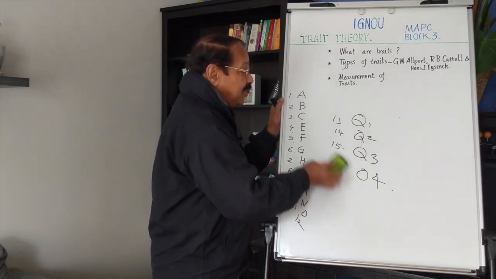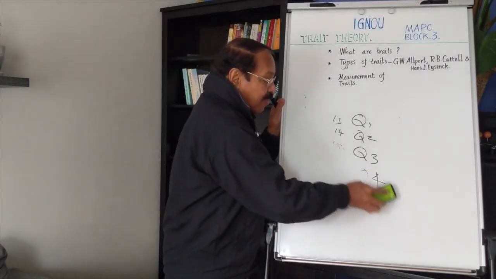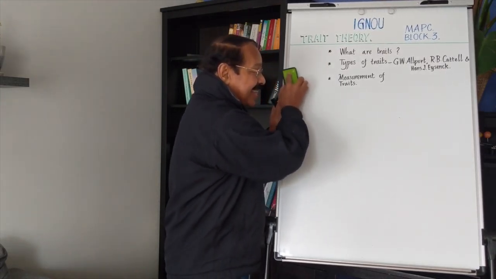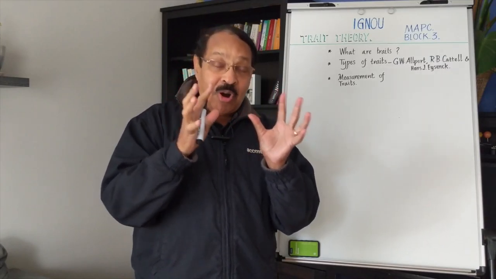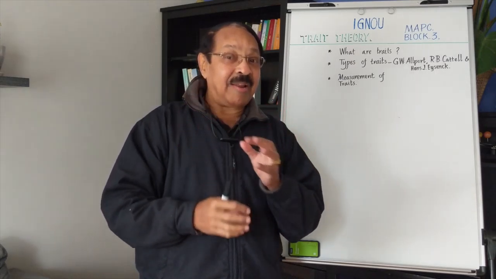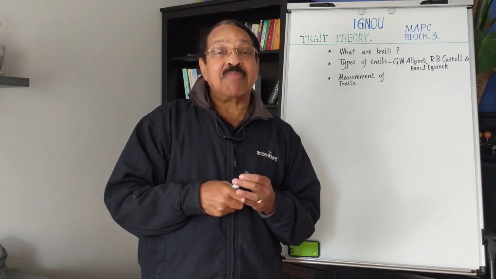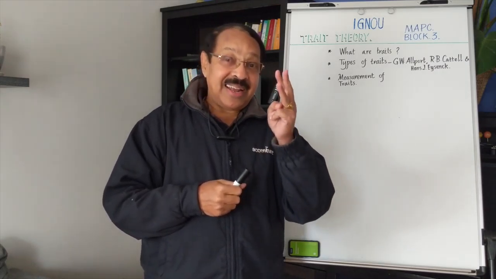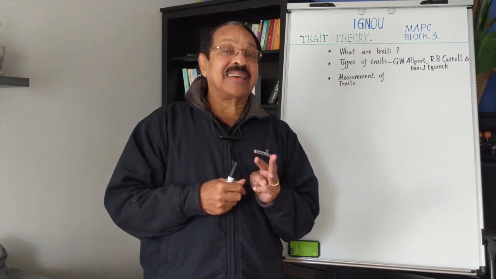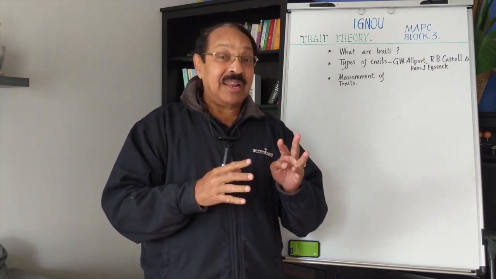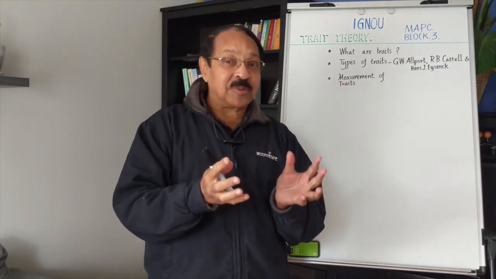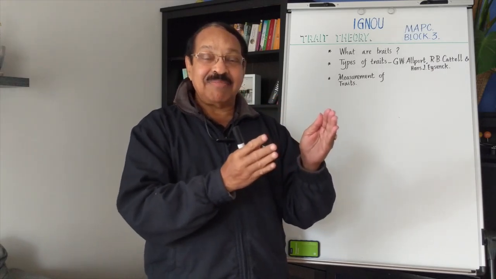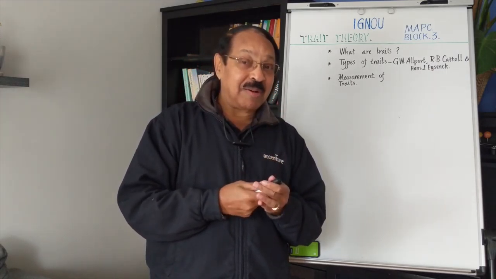Now we will go to the next contribution, by Hans J. Eysenck. He has provided a model which is called the triarchic model. Triarchic means three. Three major traits are used in the model, in which he has included several traits put together in three major dimensions. We will put them like that.